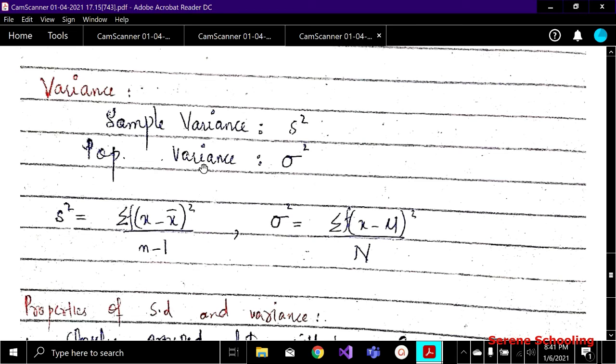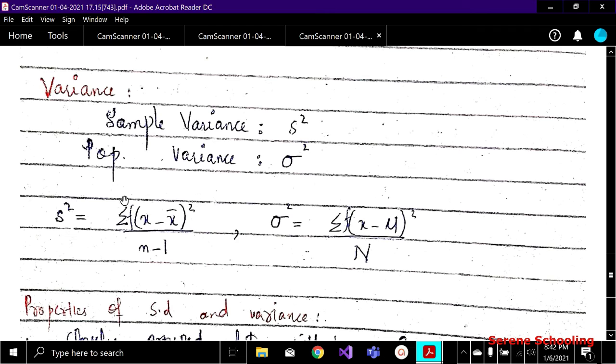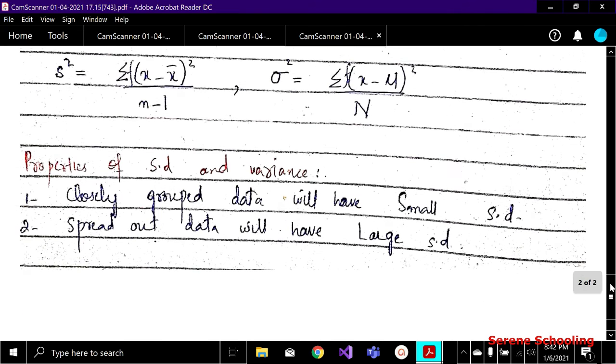For population, variance will be represented by this sign. The formula is the same, but here we are not taking the square root. Why? Because if we take the square on both sides, the square root gets cancelled and here we get our square. Similarly over here, it is the same formula as the standard deviation, but with no square root because we have taken the square on both sides. I hope you have got this.